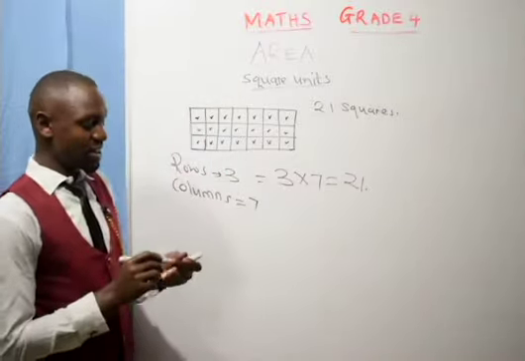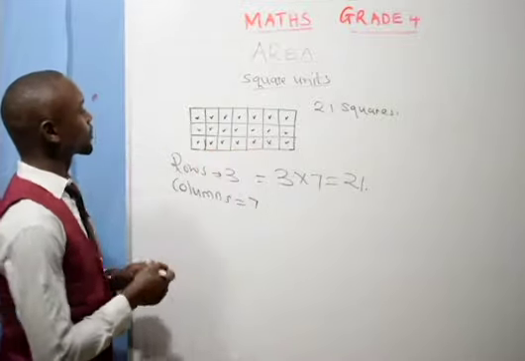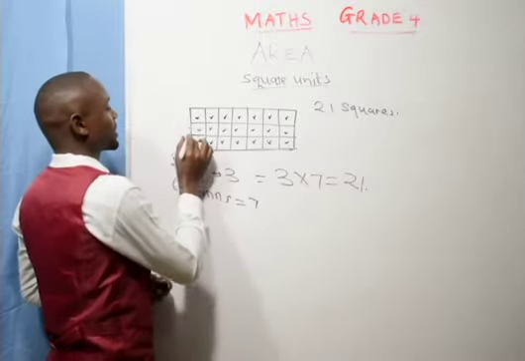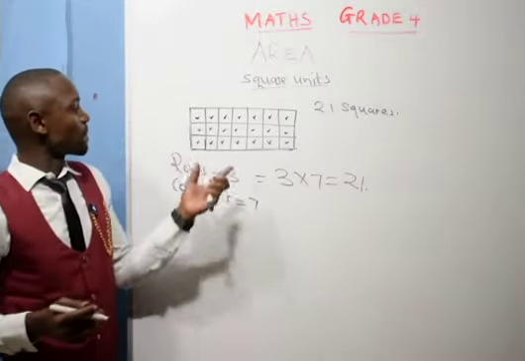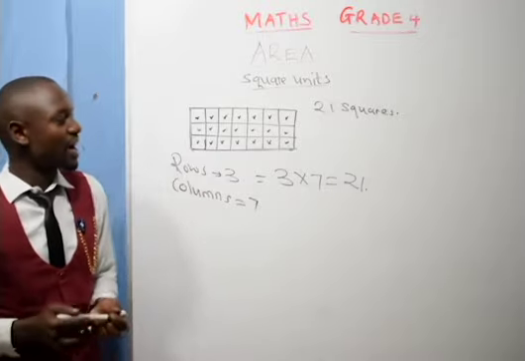So when calculating areas of figures, just count the number of squares on this side times the number of squares on this side. So that is how we calculate area using the square units.